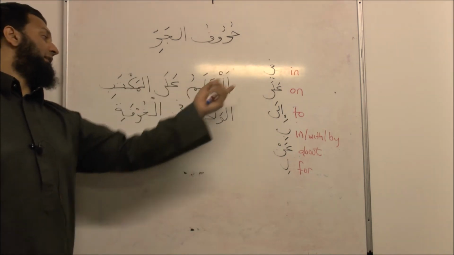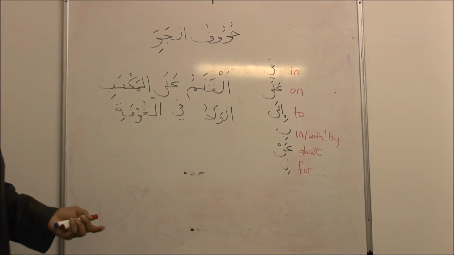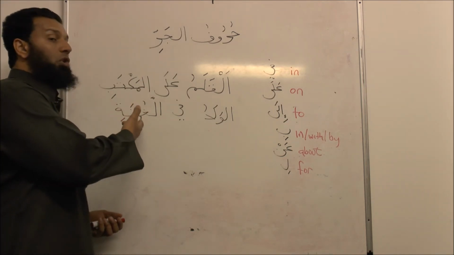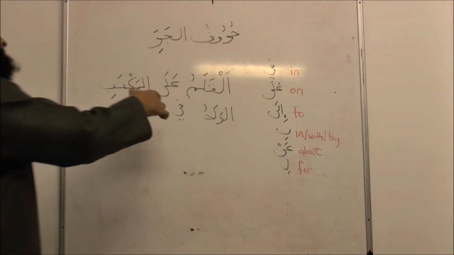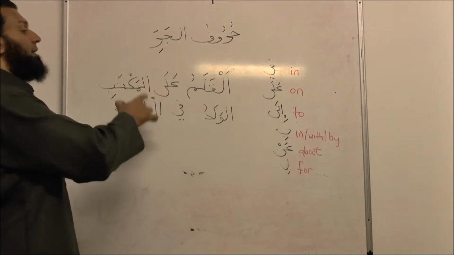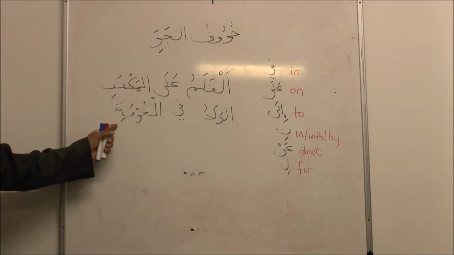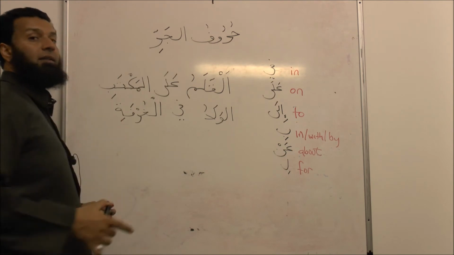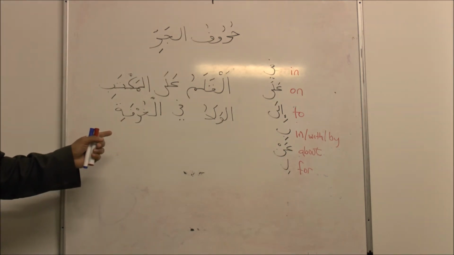Fi is in, and then we have al-ghurfati. Al-ghurfati, the room, is majrurun because of the fi. The fi drags it down, and the sign of it being majrurun is the kasra here.